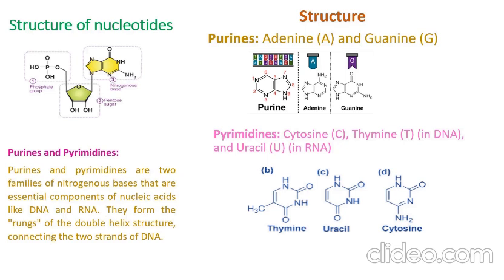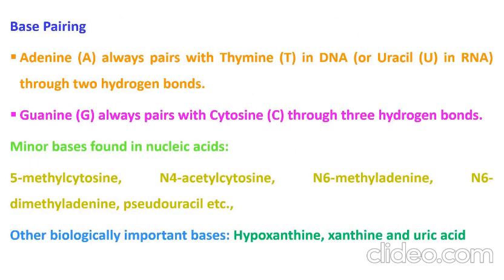Purine bases are adenine and guanine, which have a double ring structure consisting of a 6-membered ring fused to a 5-membered ring. Cytosine, thymine, and uracil are the pyrimidine bases which have a single ring structure. The specific pairing of purines and pyrimidines is crucial for the stability and function of DNA.